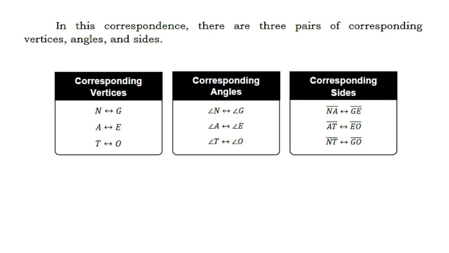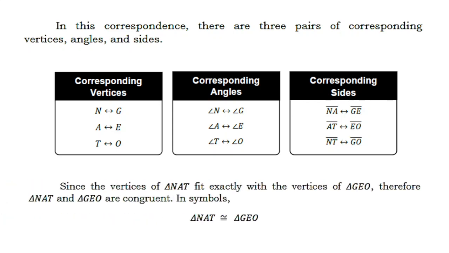For the angles, we have angle N corresponds to angle G, angle A corresponds to angle E, angle T corresponds to angle O. For the corresponding sides, we have side NA corresponds to side GE, side AT corresponds to side EO, and side NT corresponds to side GO. So since the vertices of triangle NAT fit exactly with the vertices of triangle GEO, therefore triangle NAT and triangle GEO are congruent. So here is the symbol for congruent triangles.